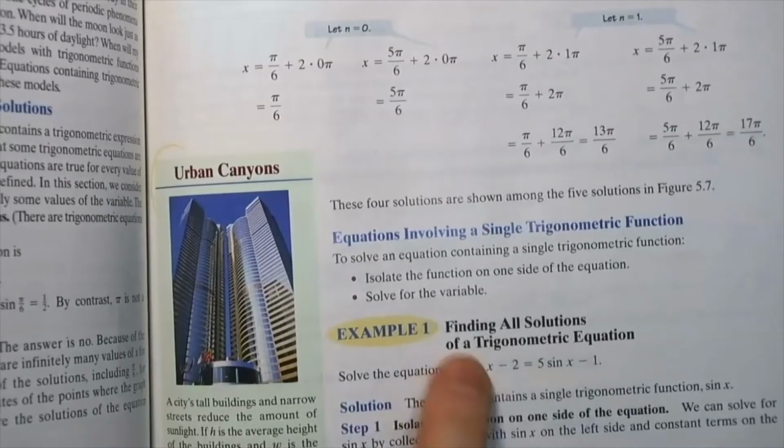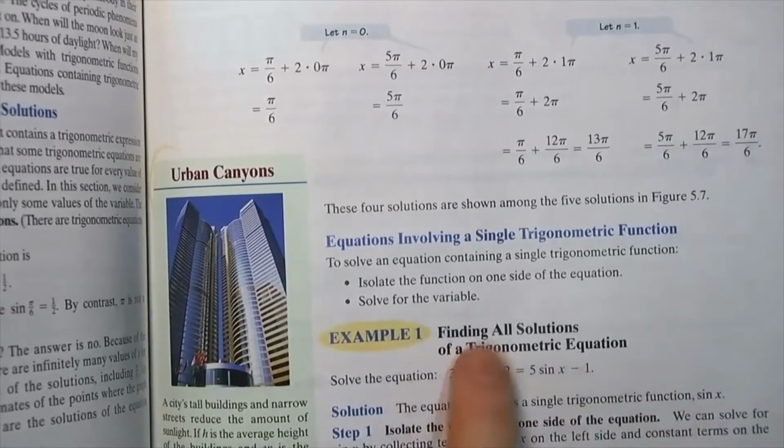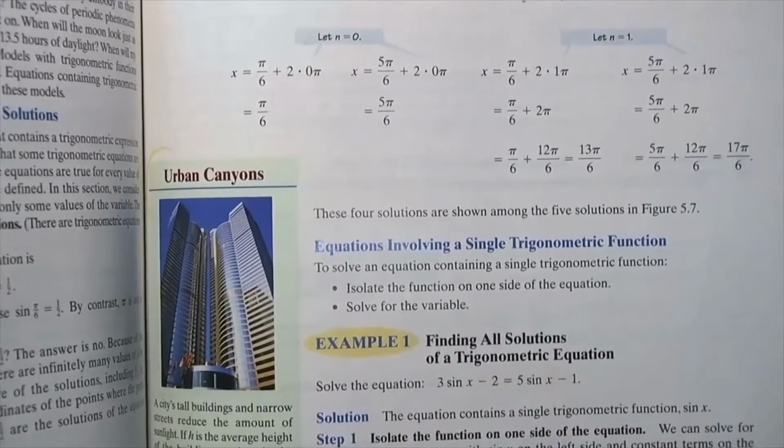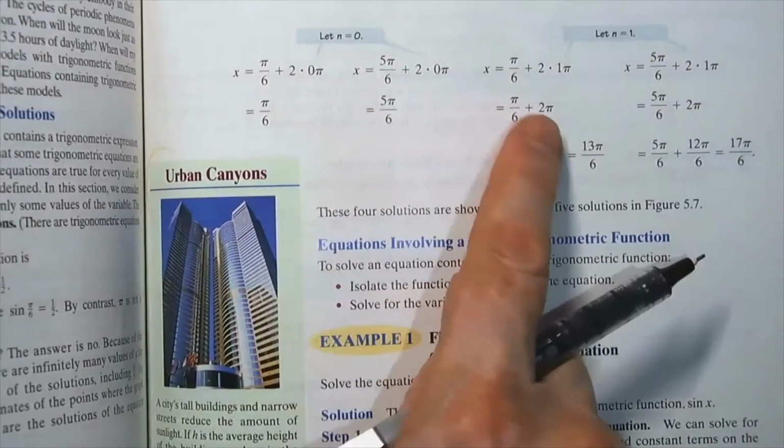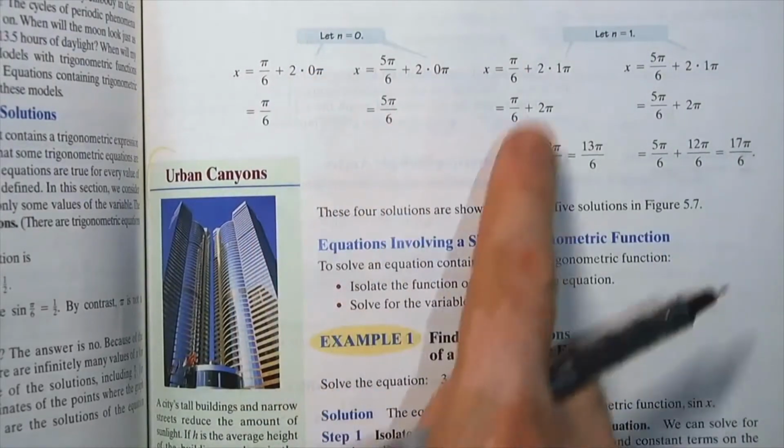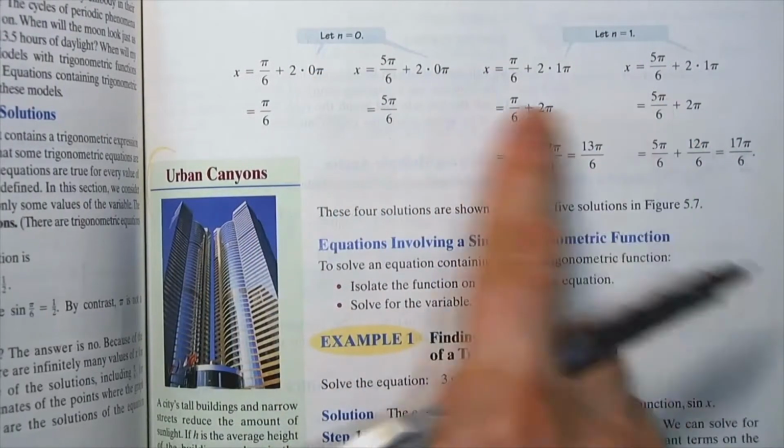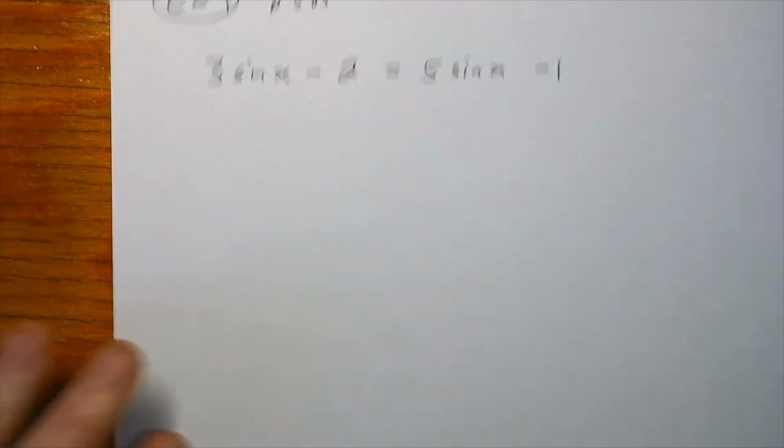Okay, this is example 1, finding all solutions. They want me to do the 360 thing. And by the way, if you looked up here, here's somebody doing it in radians, and see how it can get a little confusing. That's why I'm just going to do it in degrees. Okay, so here's the problem.